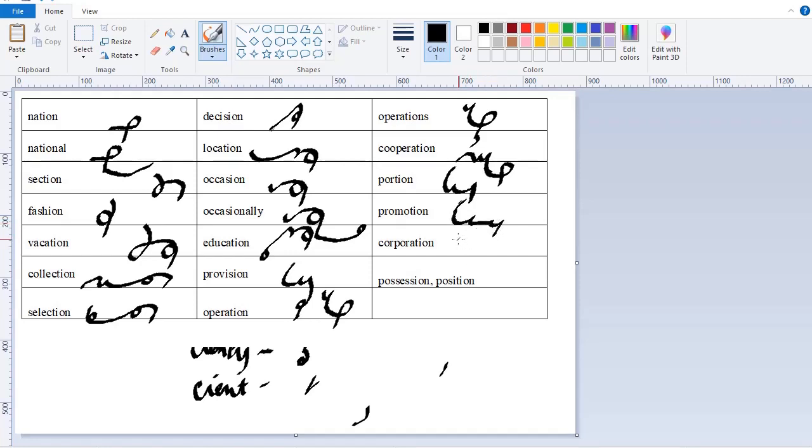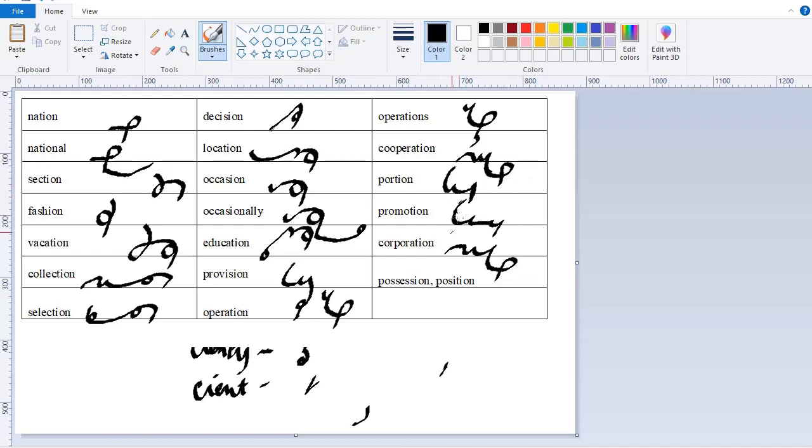Next, corporation. So, we have C-O-R, and then poration. But then corporation, yung magiging stroke niya. So, instead of corporation, magiging corporation siya.